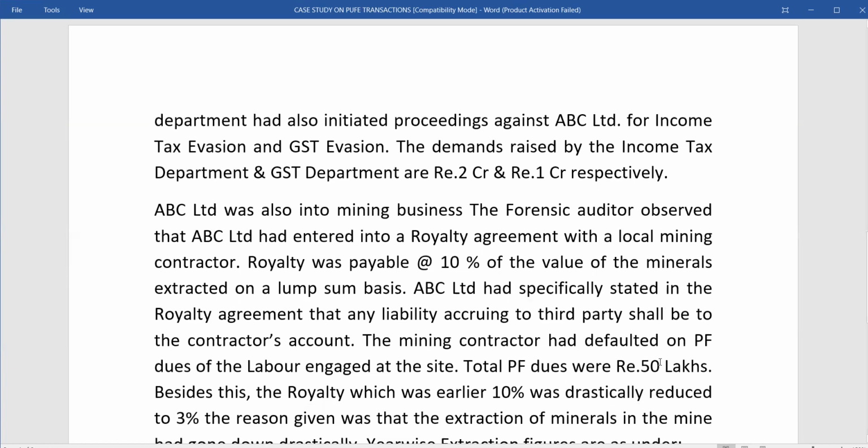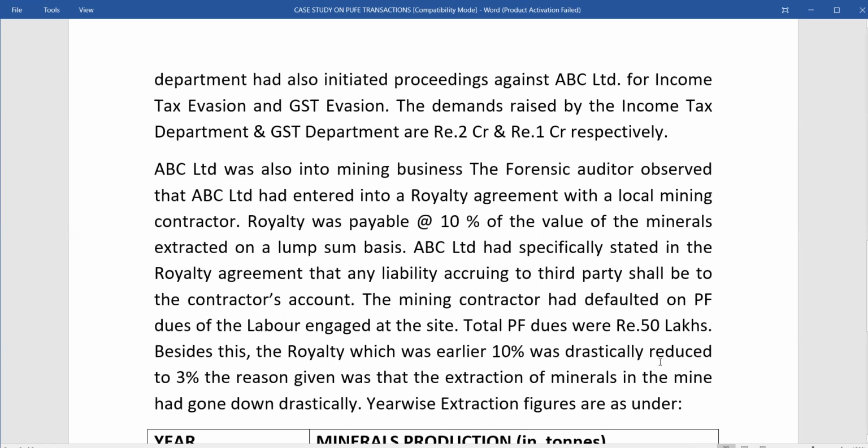Next. ABC Limited is also in the mining business. The forensic auditor observed that ABC had entered into a royalty agreement with a local mining contractor. Royalty was payable at the rate of 10% of the value of the minerals extracted, on a lump sum basis. ABC Limited had specifically stated in the royalty agreement that any liability accruing to a third party shall be to the contractor's account. The mining contractor has defaulted on PF dues of the labor engaged at the site. Total PF dues were rupees 50 lakhs.